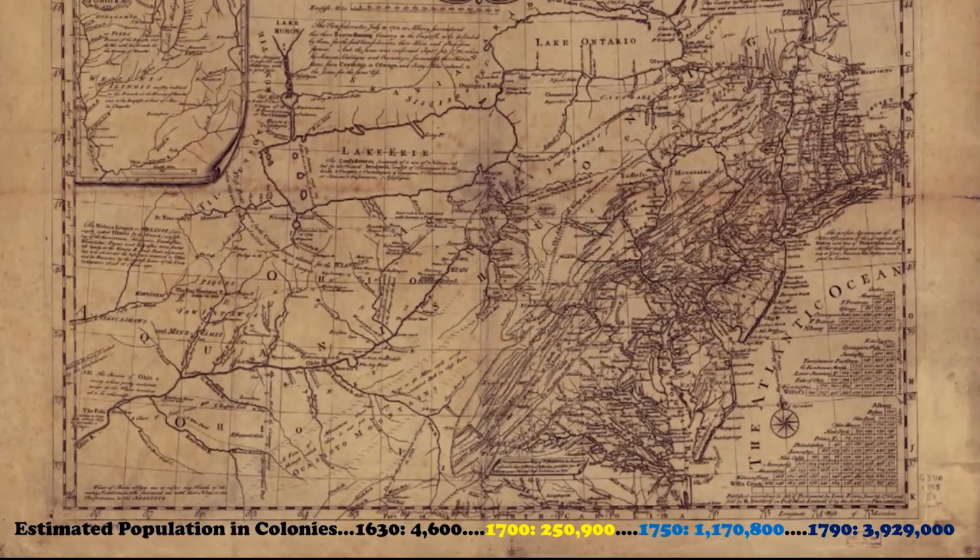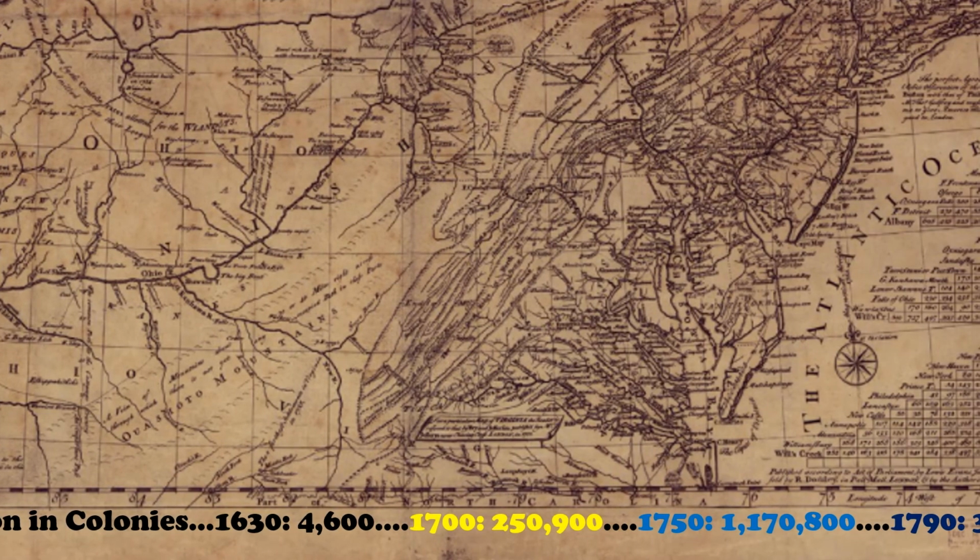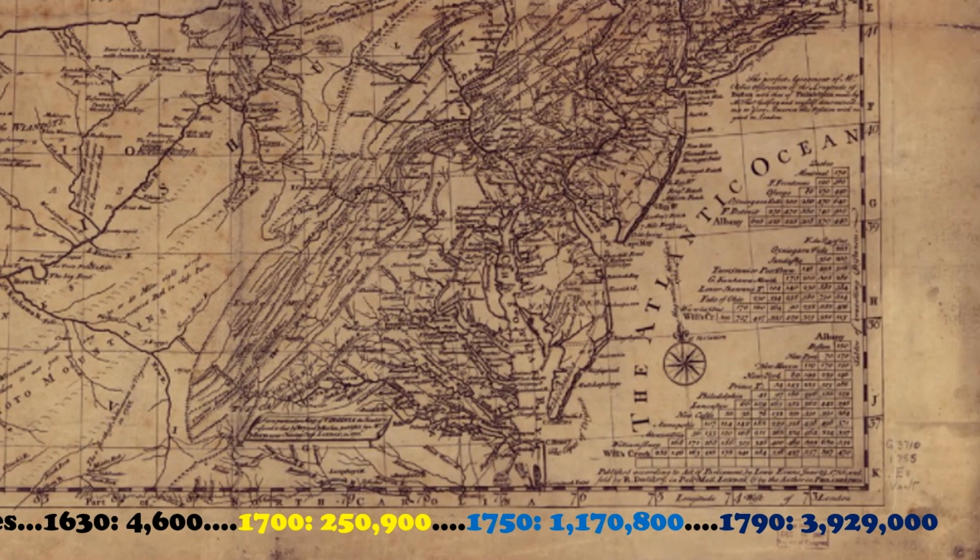Estimated population in the colonies, well, in 1630, it was about 4,600 people, not that many. By 1700, it was just over 250,900. 1750, 1,170,000 and change, and finally in 1790, 3,929,000. We can see the population growing.